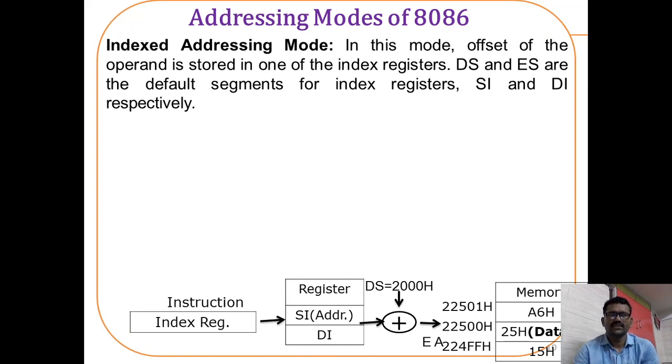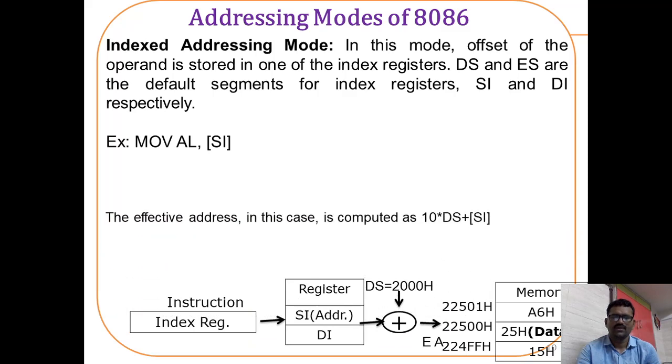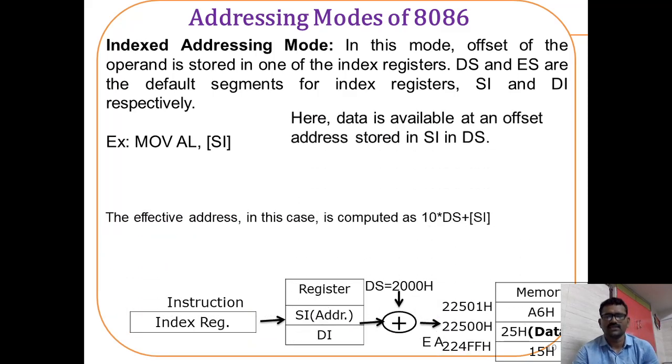And next one is indexed addressing mode. In this mode, the offset address of the operand is stored in one of the index registers, SI or DI. It is similar to register indirect mode. Here we can use only index registers, that is, only the SI or DI register to form the physical address.